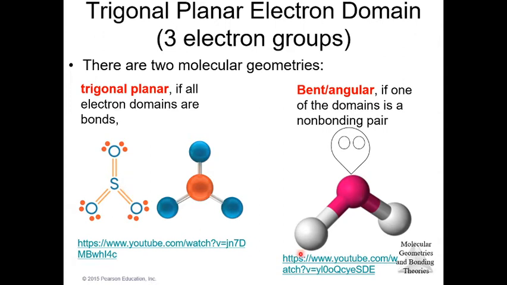Okay, but what if we have 3 electron groups, but 2 are bonds and 1 is a lone pair? That's called bent or angular, because we're only looking at these guys. We're only looking at the bonds to determine the shape. Now the lone pair electrons influence the shape, but they're not part of the name. These lone pairs are repelling the bonds and pushing them away, so it's not linear. This is bent or angular. Again, there are YouTube videos if you want to see 3D visualizations of these.